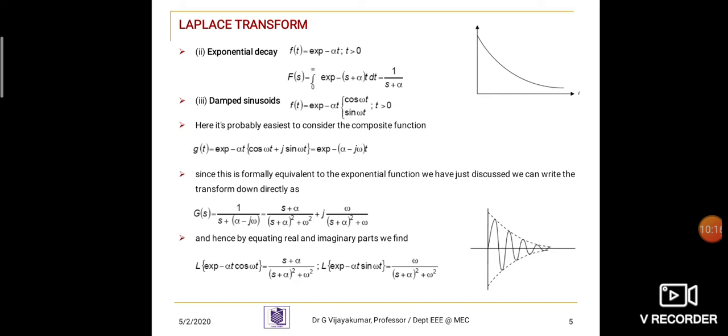So finally, from the lookup table, we can find the answer: L of exponential of minus alpha t sin omega t is equal to omega divided by (s plus alpha) whole squared plus omega squared. These are all the three input functions for analyzing the S domain or Laplace transformations.